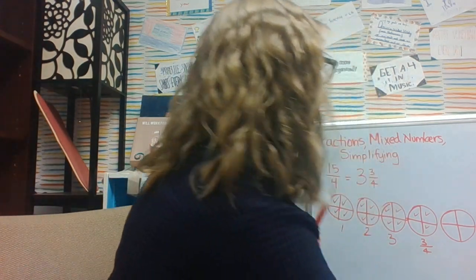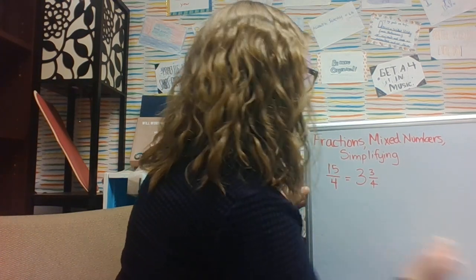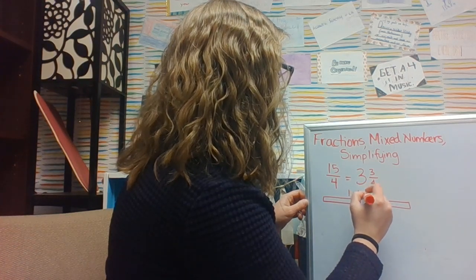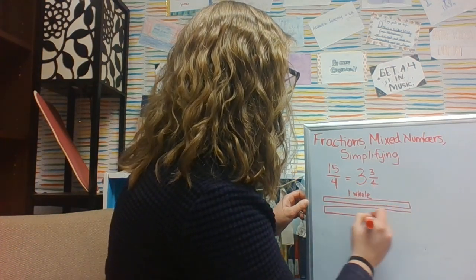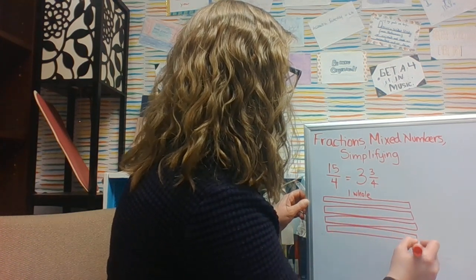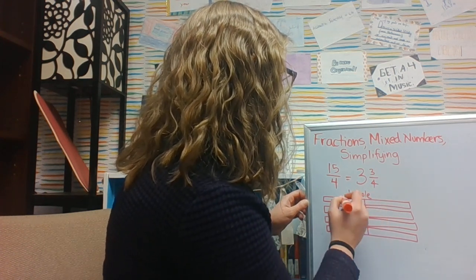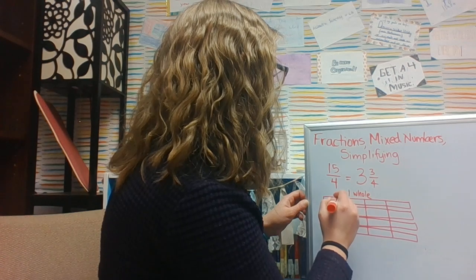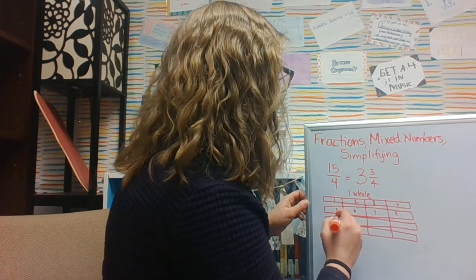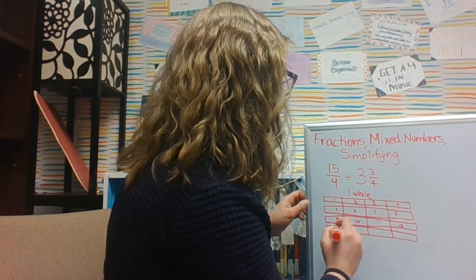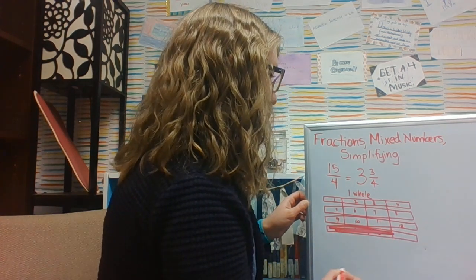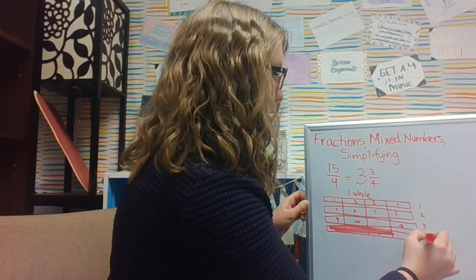I could also use fraction bars again. So I can think about, here's 1 hole, here's another hole, here's another hole, here's another hole, and I am just going to split them all into fourths and think I have 1, 2, 3, 4, 5, 6, 7, 8, 9, 10, 11, 12, 13, 14, 15. So that leaves me with 3/4 at the end and 1, 2, 3 holes.